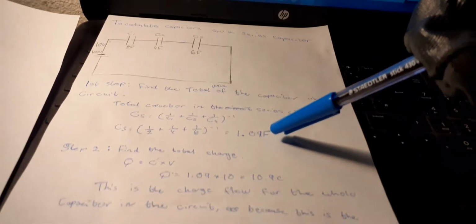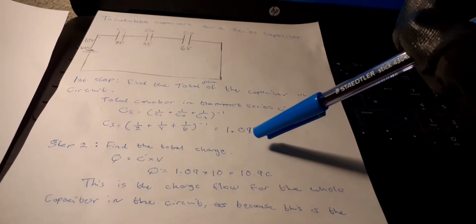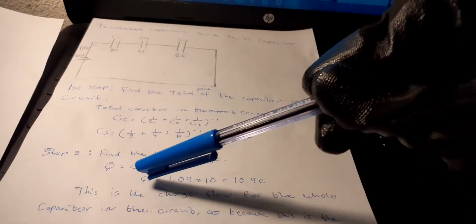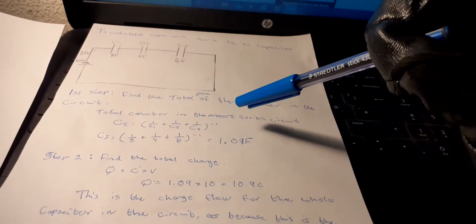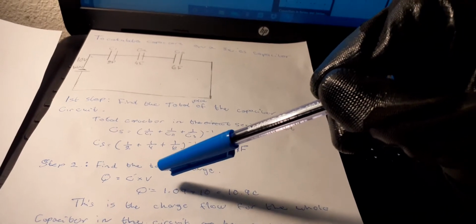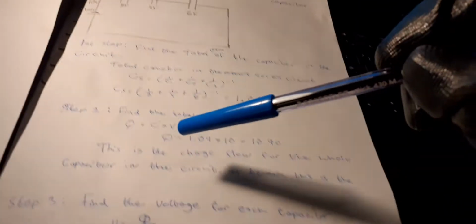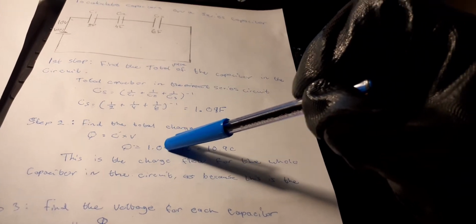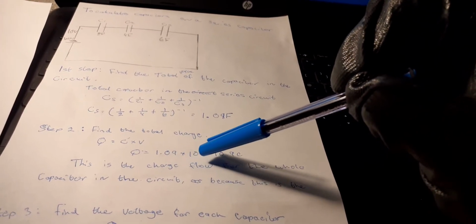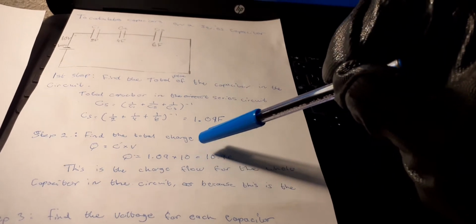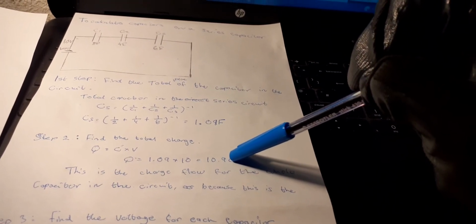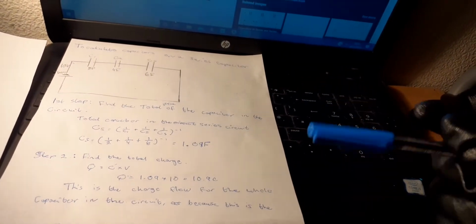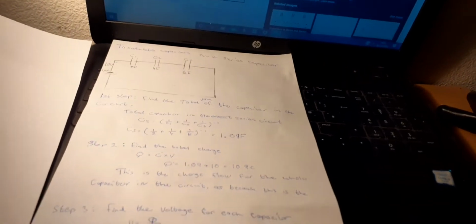Now the second step is to find the total charge. The equation for total charge is the total capacitance times the volts. In the series circuit you can see here 10 volts, and the total capacitance, which is 1.09, times the volts equals 10.9 coulombs, which is the SI unit for charge, I believe.